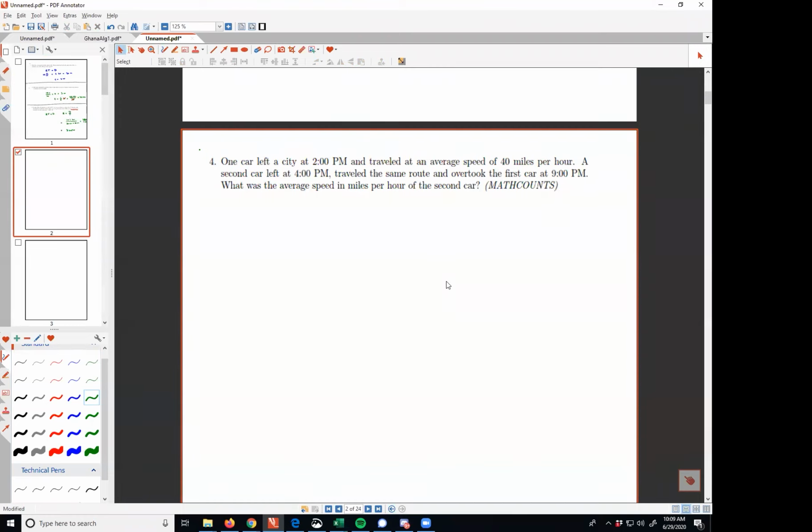One car left a city at 2 p.m. and traveled at an average speed of 40 miles per hour. A second car left at 4 p.m., traveled the same route, and overtook the first car at 9 p.m. What was the average speed in miles per hour of the second car? 56 miles per hour. Okay, how do we work this one? So we find out what the distance is, and then the time for each car. The first car has to cover 280 miles in 7 hours, and the second car has to cover 280 miles in 5 hours.